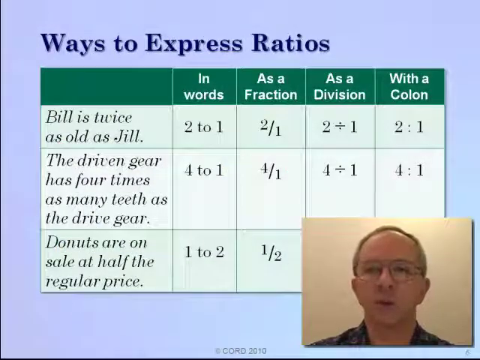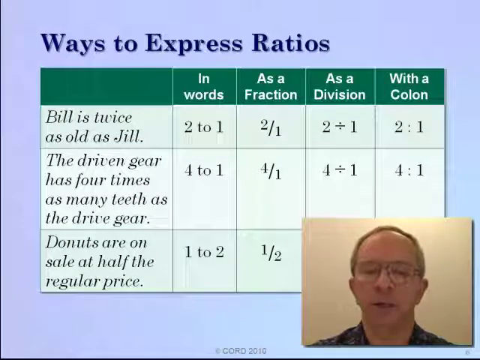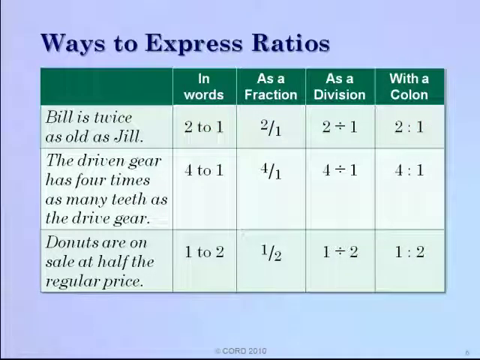Now there are different ways to express ratios, as you've seen in the previous slide. So we could say that Bill is twice as old as Jill, and any one of these would communicate that. We can have our driven gear has 4 times as many teeth as the drive gear, and any one of these would communicate that. Or we could have donuts are on sale at half price, like 1 to 2, or a half, or 1 divided by 2, or with a colon between it.